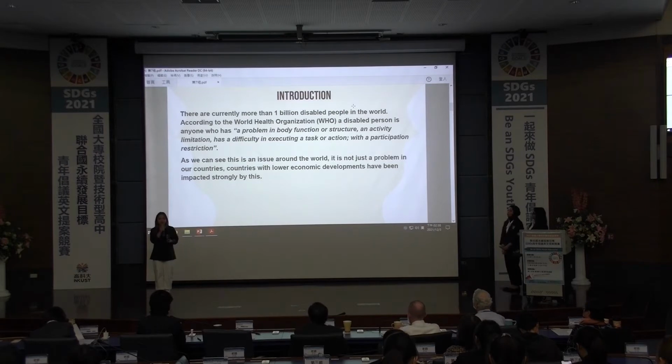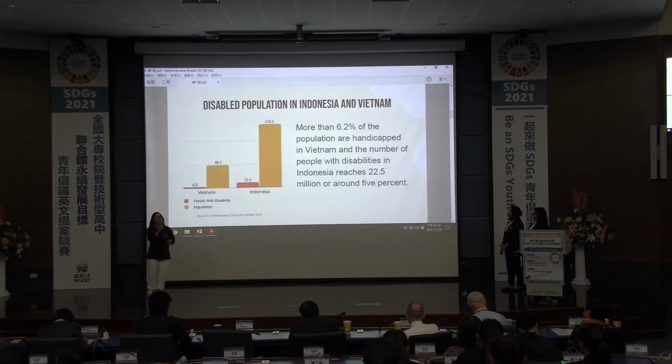SDGs are currently the most cared-about topic around the world, and the goal we want to focus on today is Goal 10, reduce inequality. According to the UN World Social Report, our world always has a high level of inequality. About 1 billion people in the world are disabled, and 80% of them live in developing countries struggling with poverty. Today we will use Vietnam and Indonesia as our examples.